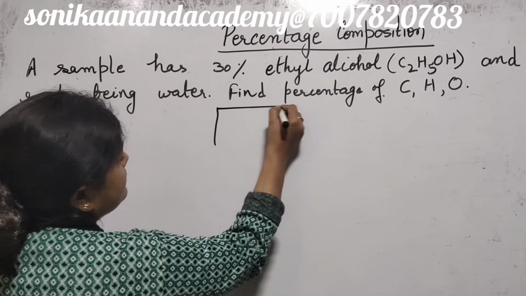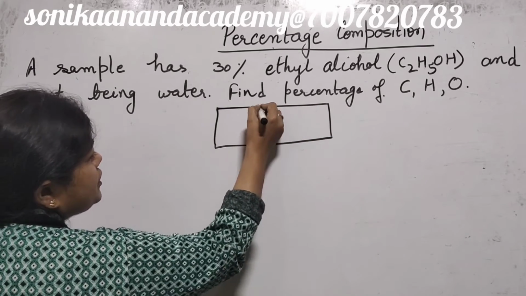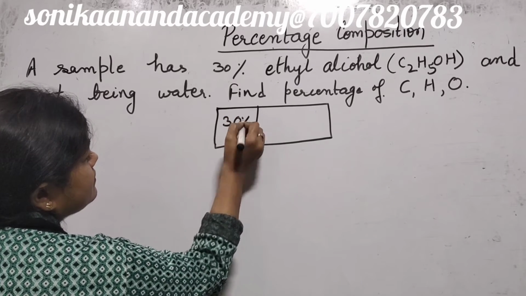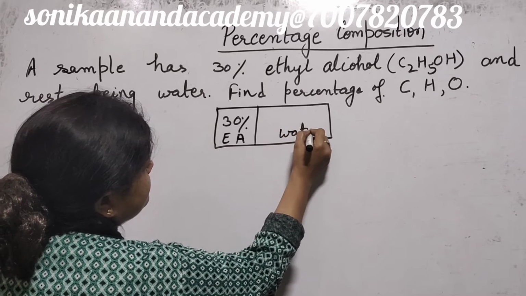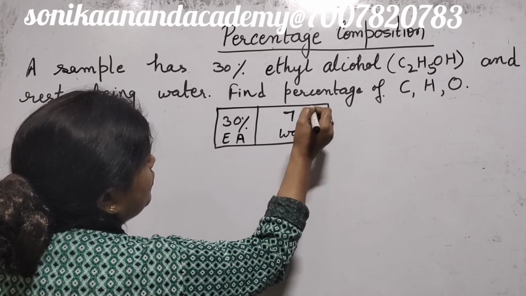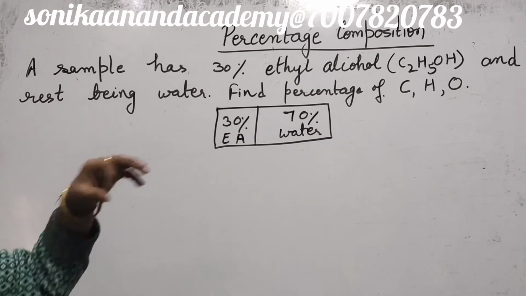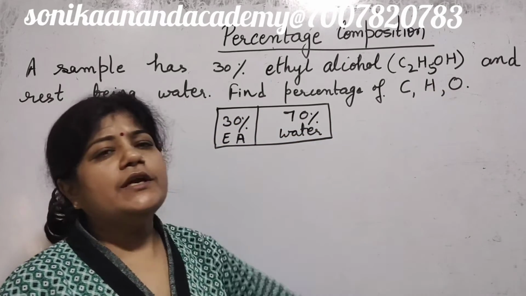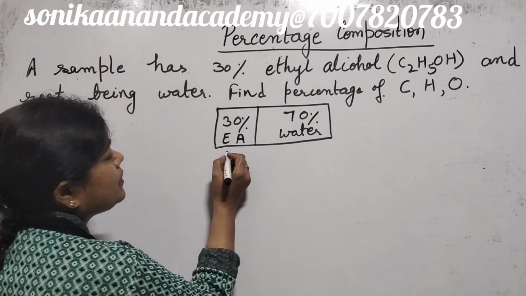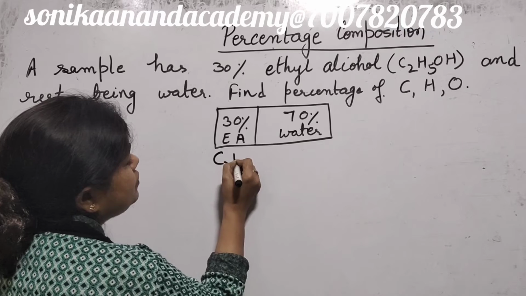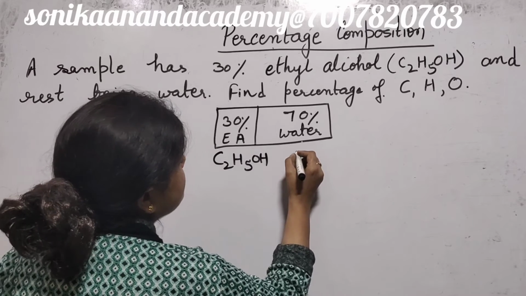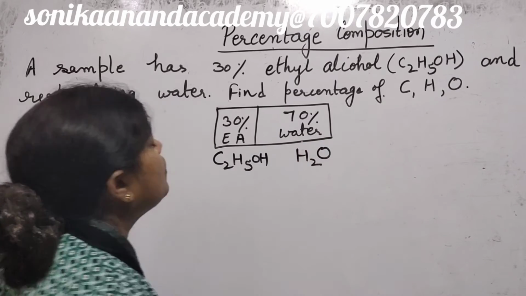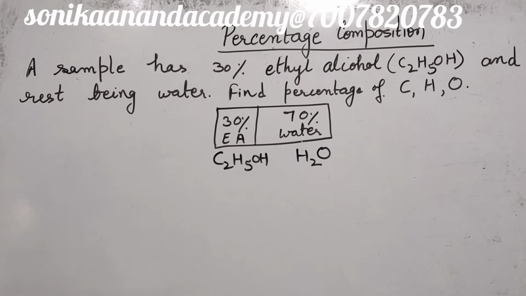There is a sample in which 30% is ethyl alcohol and the rest is water. That means there is 70% of water in it. After that, we have to find the percentage of carbon, hydrogen and oxygen. One thing more, the formula for ethyl alcohol is C2H5OH and the formula for water is H2O. Clear? So, how will we find it?